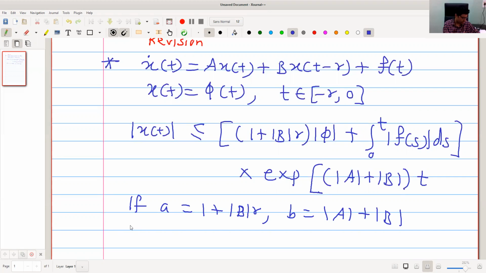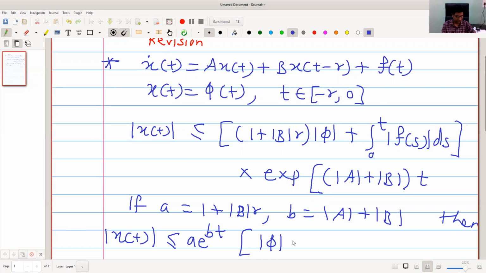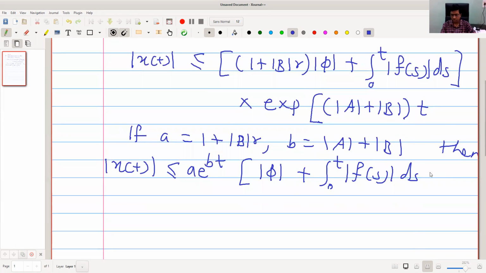this is nothing but mod of x of t is less than or equal to a e raised to bt into (norm phi plus integral mod f of s ds). Okay.